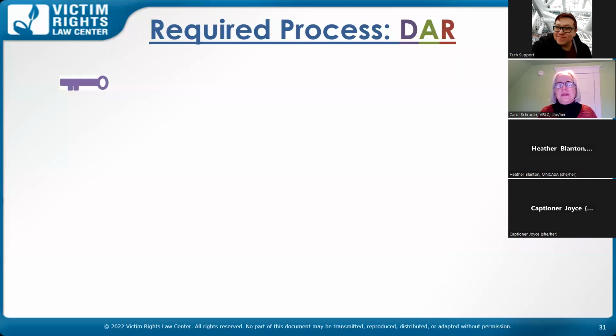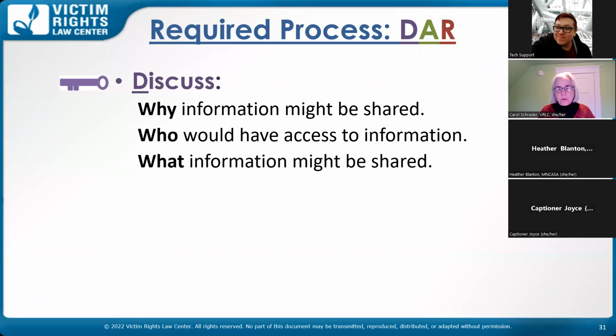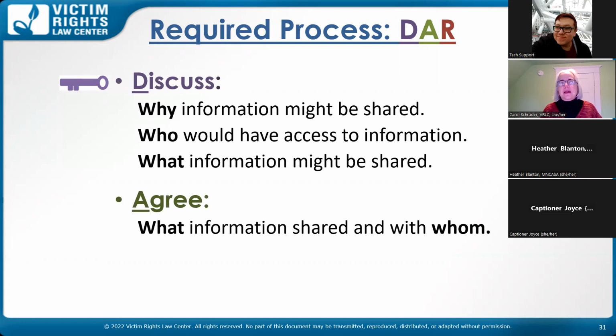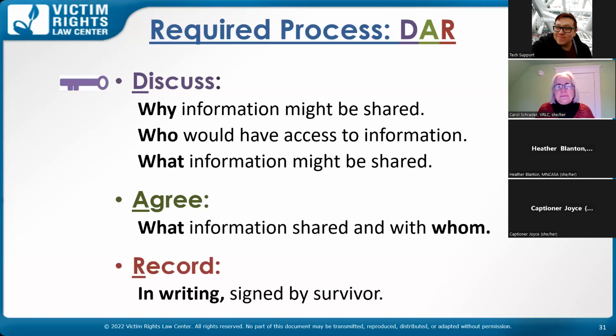That process starts with a discussion about why the information might be shared, who would have access to that information, and what information might be shared. And then the VAWA-funded program, the OVW-funded program, and the person who has the information need to agree about two of those things: what information is going to be shared with whom, if that's what this person wants to have happen. There doesn't need to be agreement about why the information might be shared.